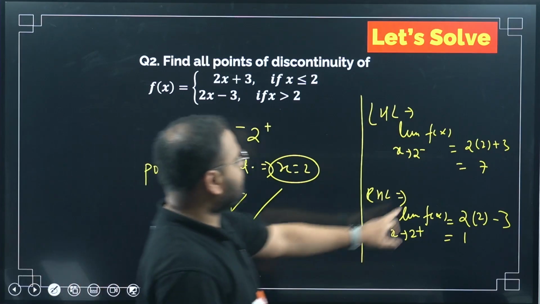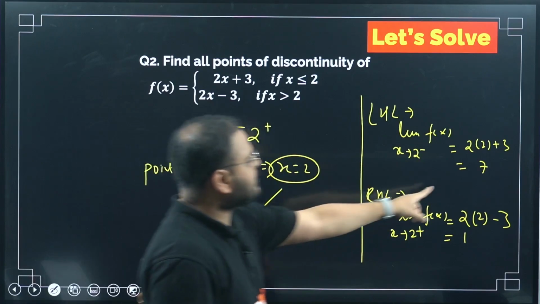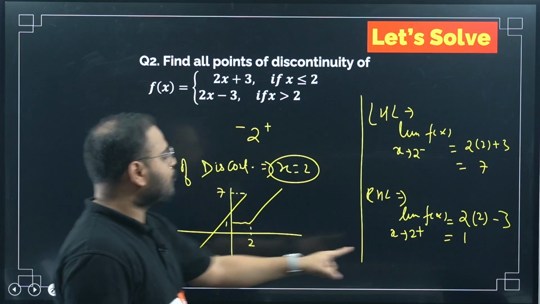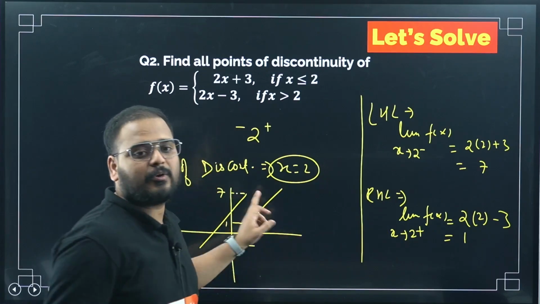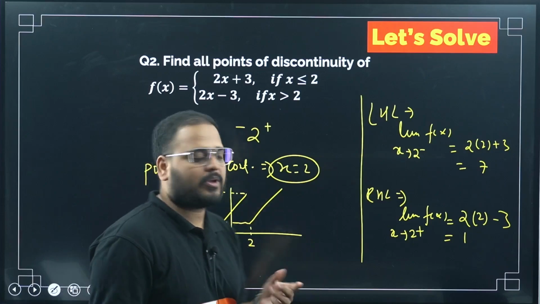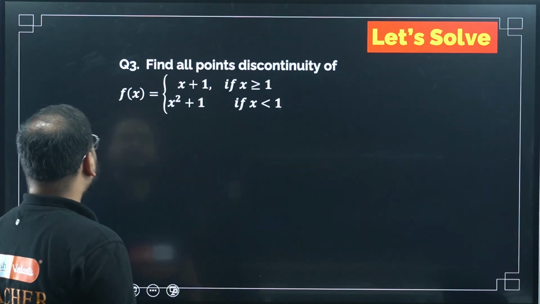What is the value here? At 2, on the left side of 2, what is the function value? 7. Right of 2, what is the function value? 1. So that's why 2 parts. If you see here, before and after it is continuous, but only at the point 2 it is discontinuous. At point 2 you have a break in the graph, so discontinuous. Let's move on to question number 3.